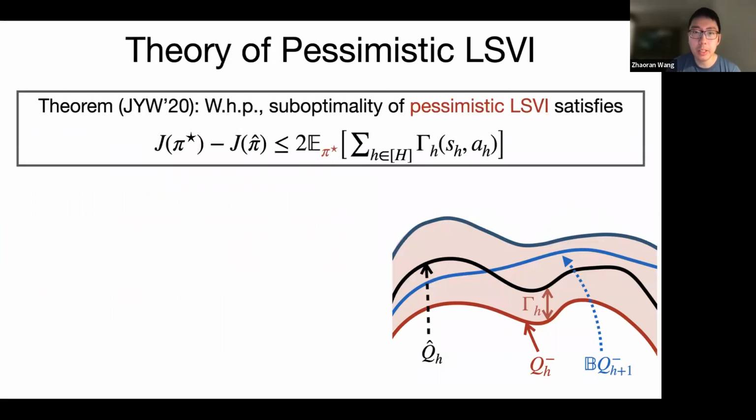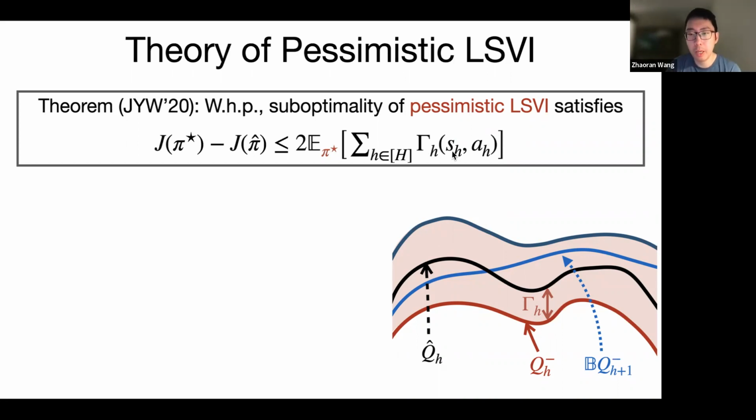So the theory says that if I'm trying to compare against my optimal policy pi star, and pi hat is the policy we get from the algorithm, you can get a guarantee that only relies on the trajectory of the optimal policy. So gamma, again, is the width of the confidence interval.